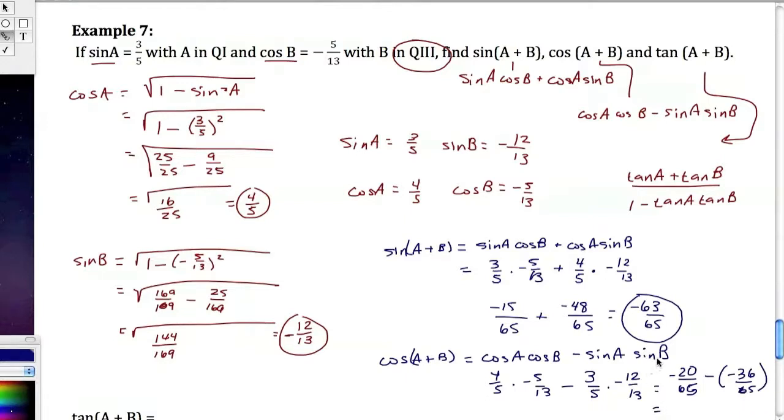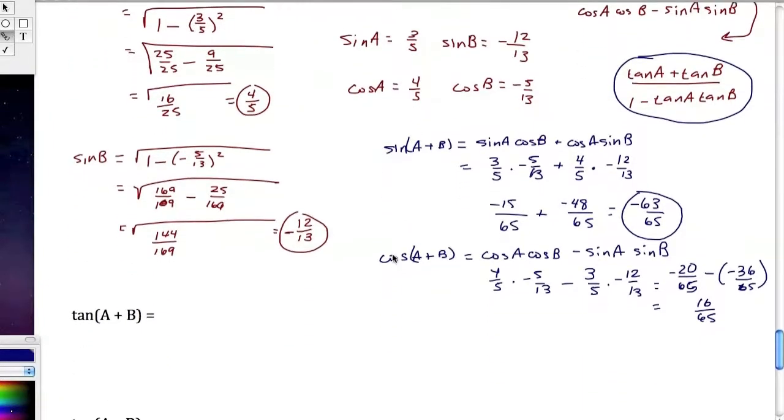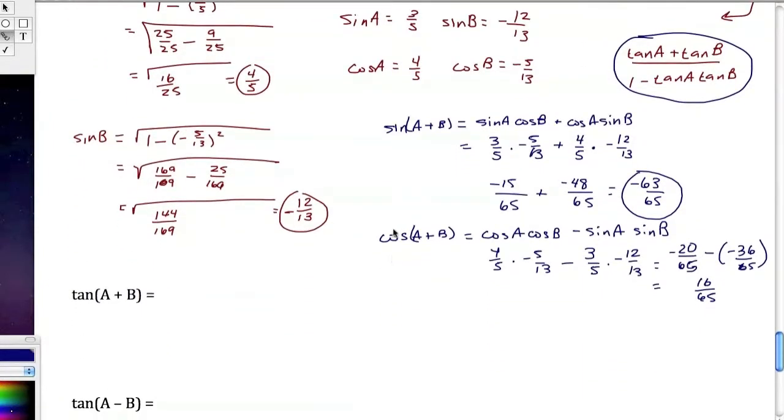And that is going to give me negative 20 minus a negative 36. This is going to end up giving me 16 over 65. Now, tangent. When I do the tangent of these two things, I am out of room, so I'm going to scroll down. The tangent is going to be the tangent of A, tangent of B. Well, we need to figure out where we actually get these from.